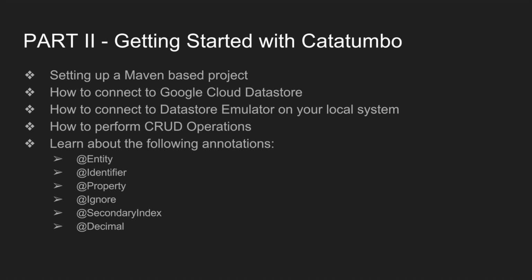And then I'll walk you through how to perform CRUD operations. Basically, we'll create some sample entities, retrieve them back, update, and delete. And then we'll focus on the following annotations: entity, identifier, property, ignore, secondary index, and decimal. These are some of the basic annotations that you would be using when using Catatumbo.